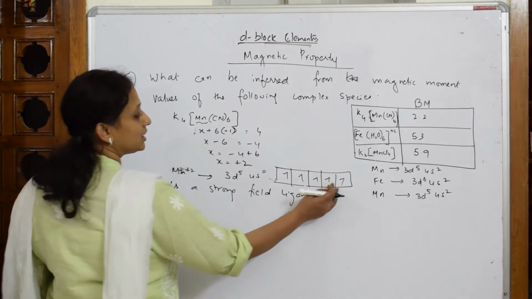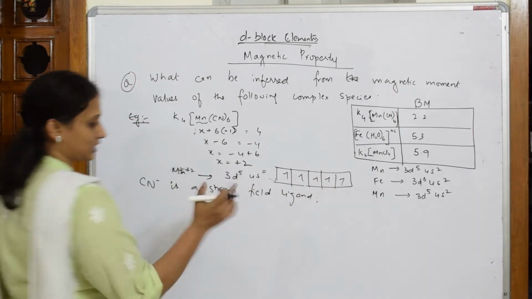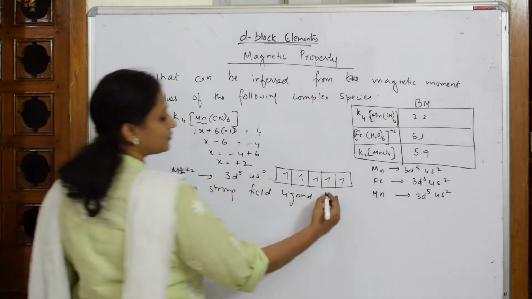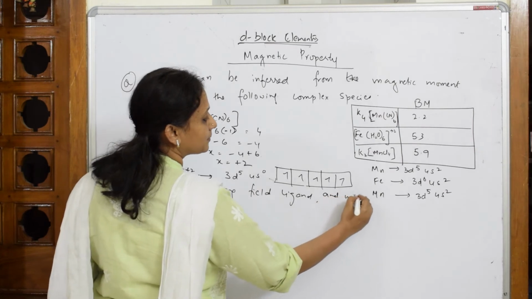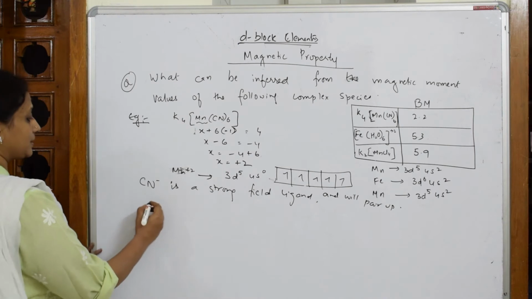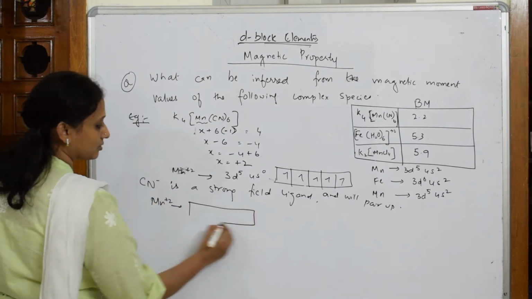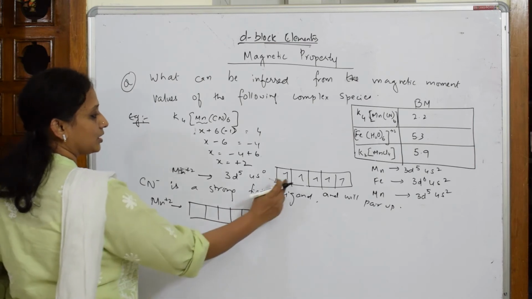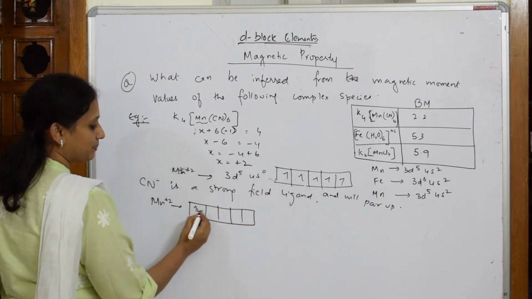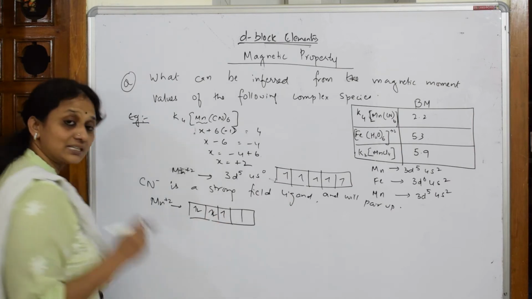How does it pair? This will pair up with this, this will shift here, this will pair up again and one is left over. So it is a strong field ligand and will pair up. How does this pair up? Mn plus 2: these club together as a pair, two are gone, these club together as a pair, and we are left with one single electron.